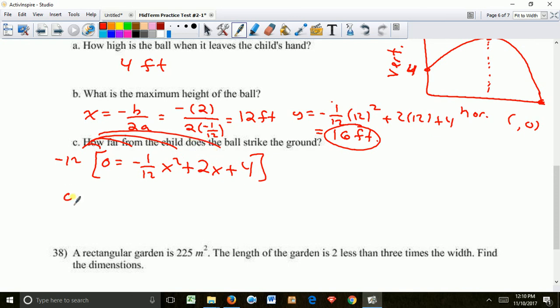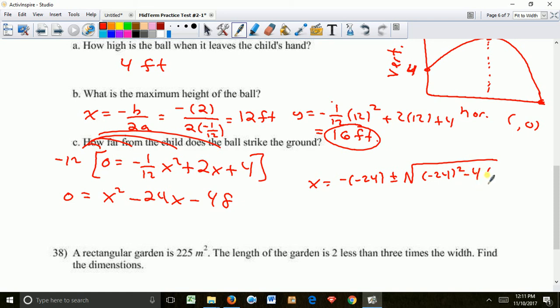Negative 12 times 0 is 0. Negative 12 times negative 1/12 is 1, but that's an x squared. Minus 24x minus 48. Use the quadratic formula, and now you get x is equal to negative 24 plus or minus the square root of negative 24 squared minus 4 times 1 times c, which is negative 48, and then divide that by 2a, or 2 times 1.